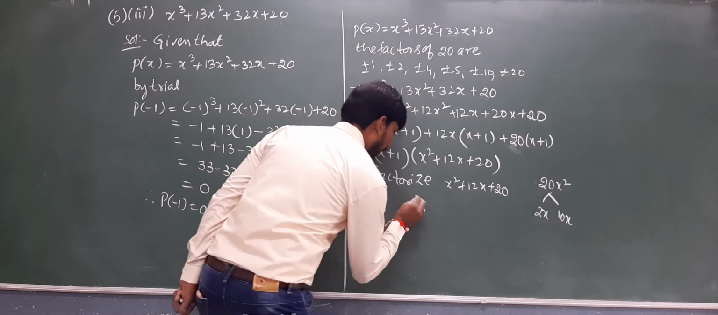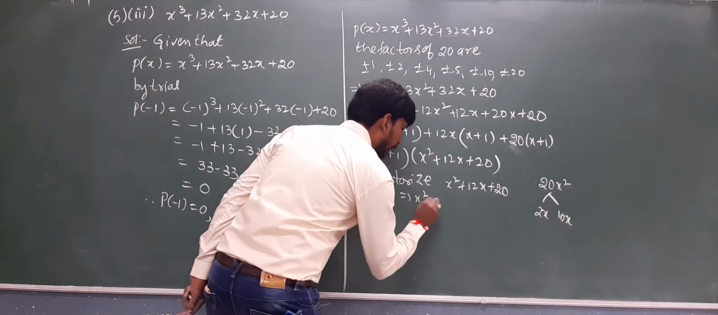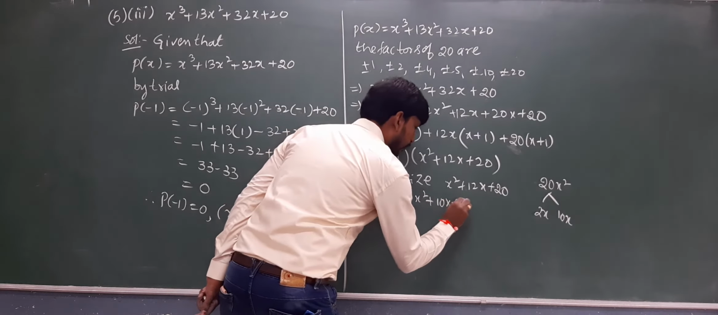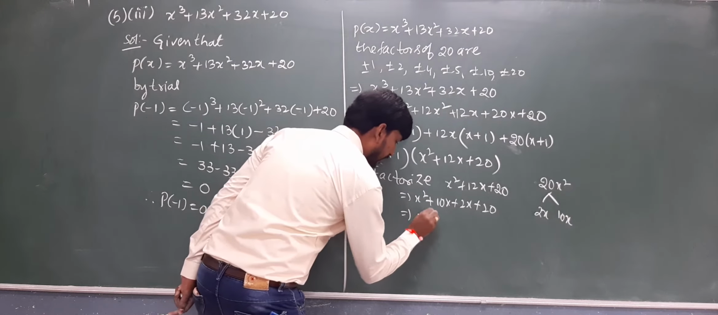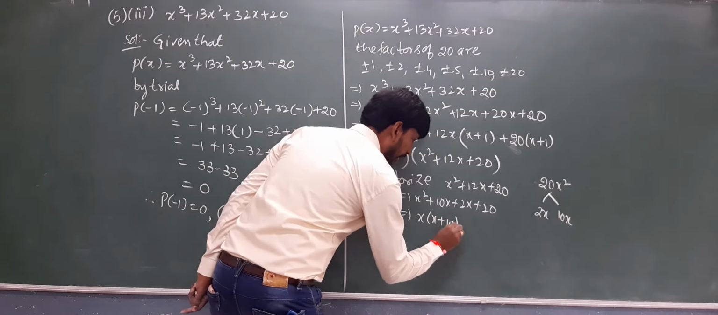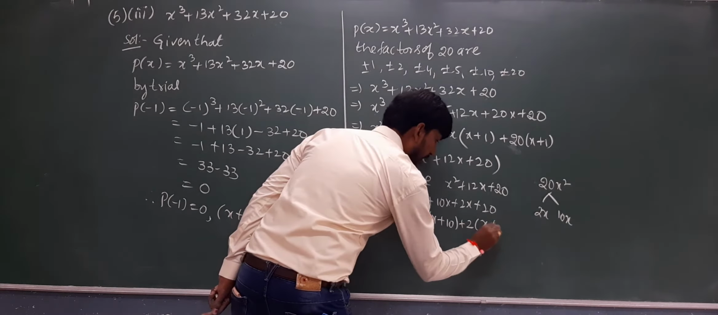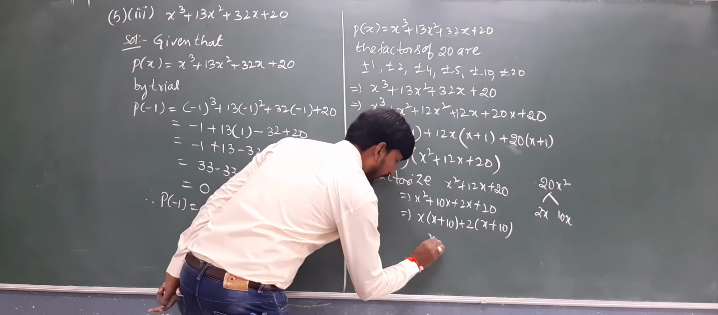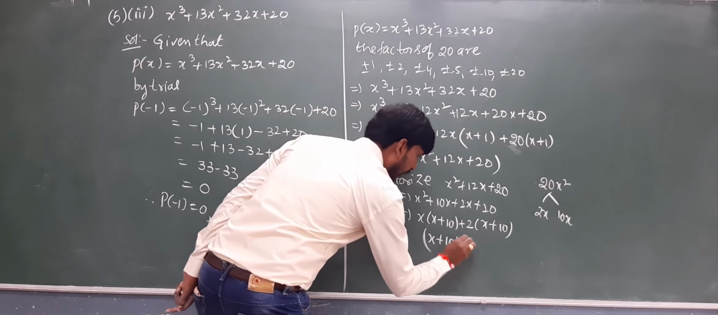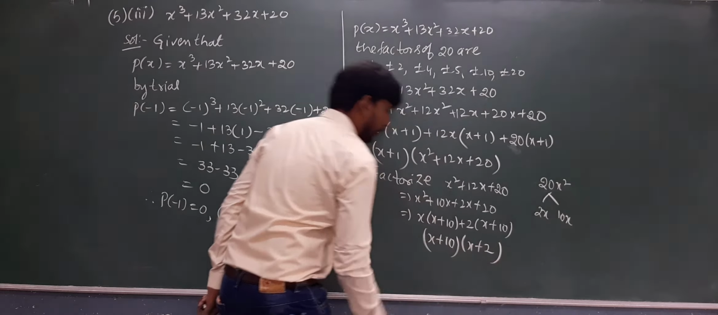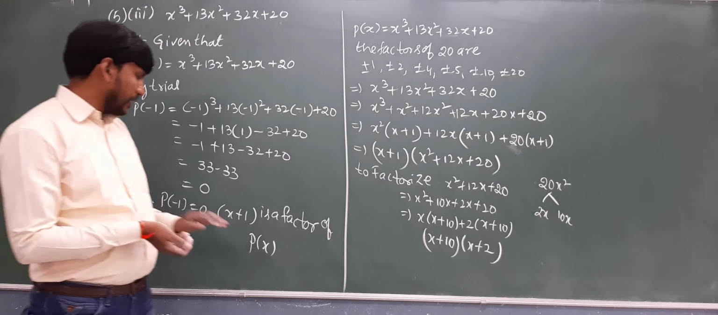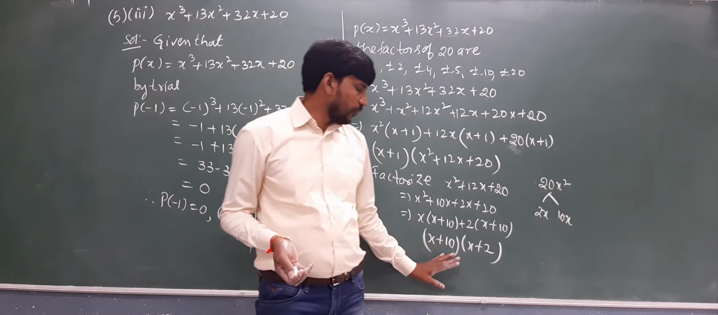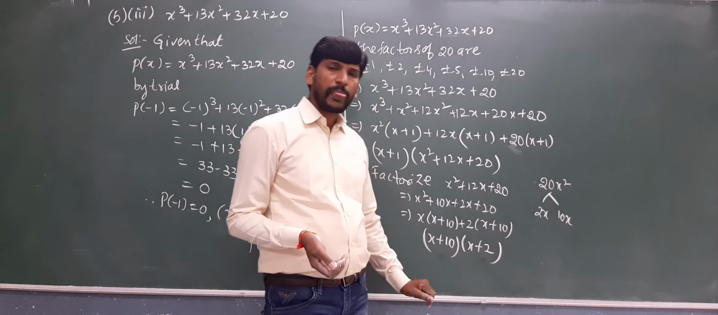So therefore, this implies x square plus 10x plus 2x plus 20. Now in the first two terms, x is common, and we get x plus 10. In the next two terms, 2 is common, and we get x plus 10. By taking x plus 10 as the common factor, you will get x plus 2. Clear? So therefore we got all the factors here. x plus 1 is the one factor here. The remaining two factors are x plus 10 as well as x plus 2.